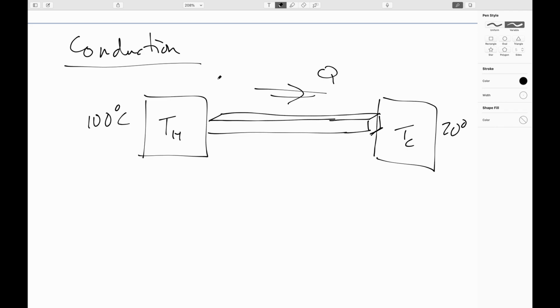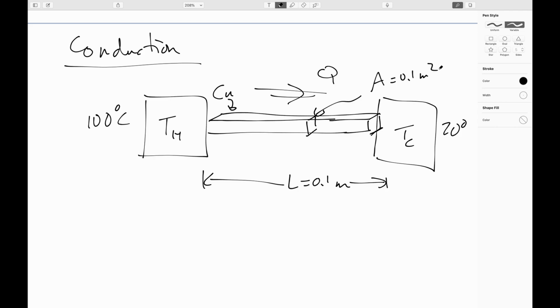I want to make this a copper rod. My bad. All right, let's say the length of this is 0.1 meters. And it turns out the cross-sectional area is really going to matter, so I'm just going to dimension that in and say that's 0.1 square meters.